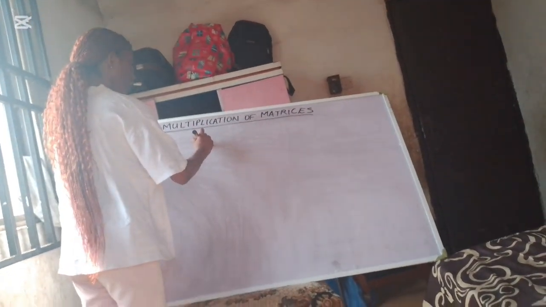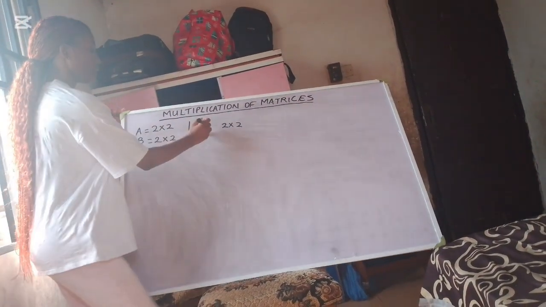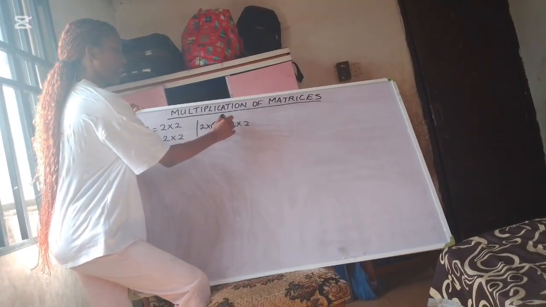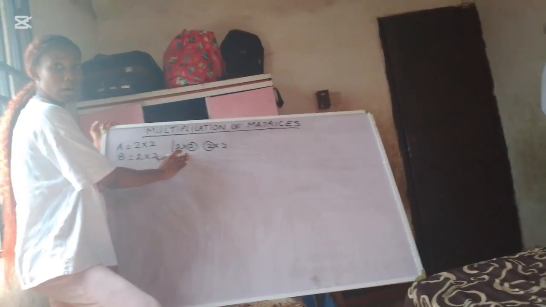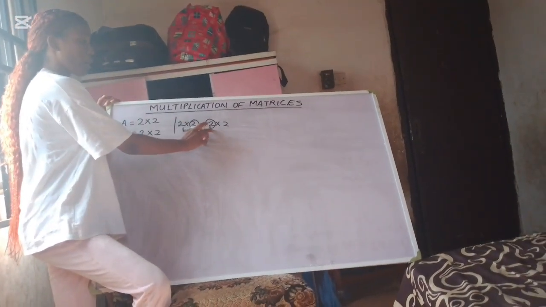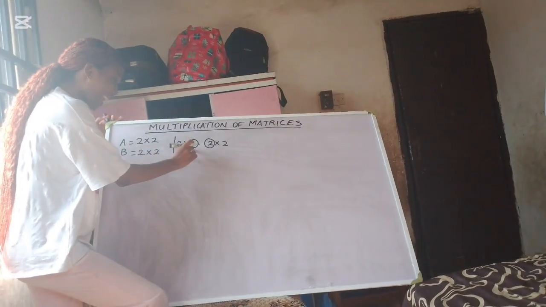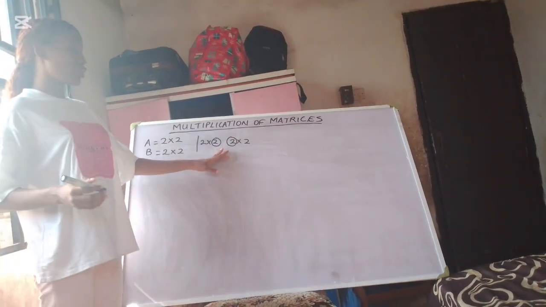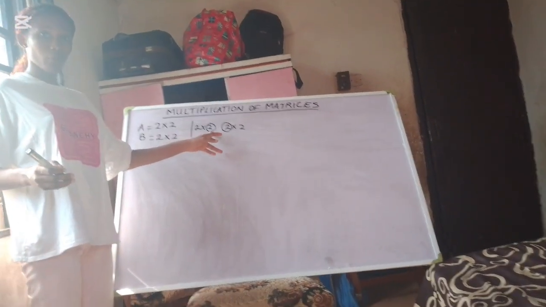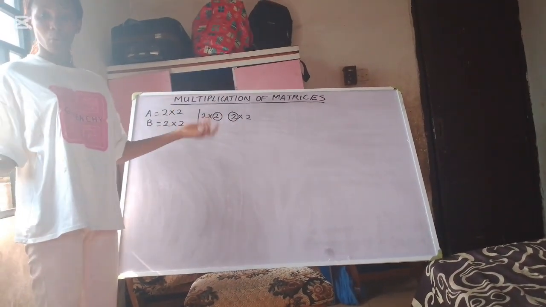Now, how do you know if the matrices can multiply? Like I said, A is 2 by 2, B is also 2 by 2. They can multiply if the ending here is the same as the beginning here. That is, in A, if the number of columns is equal to the number of rows in B, or to put it plainly, the ending here, if it's equal to the beginning here, then the two matrices can multiply, such as this one now. The end is 2 for A, and the beginning in B is also 2. So since they are the same, they can multiply.